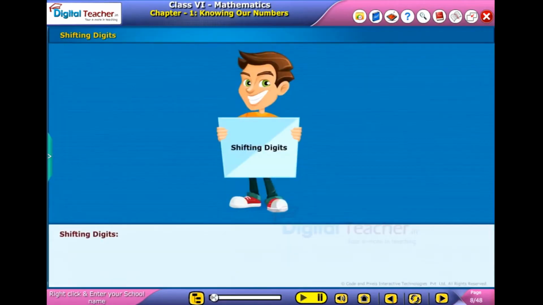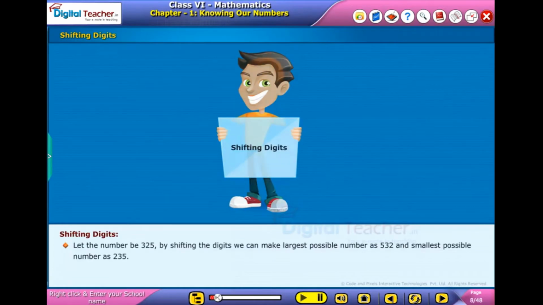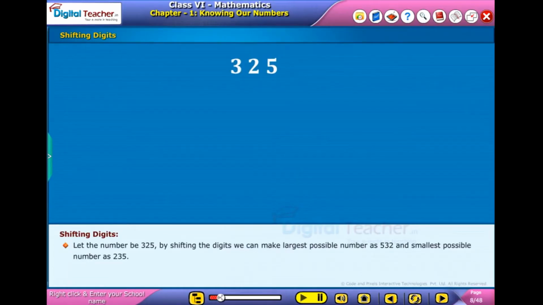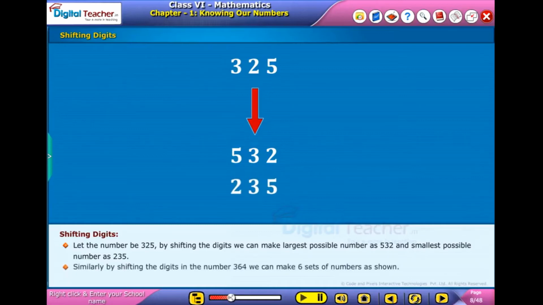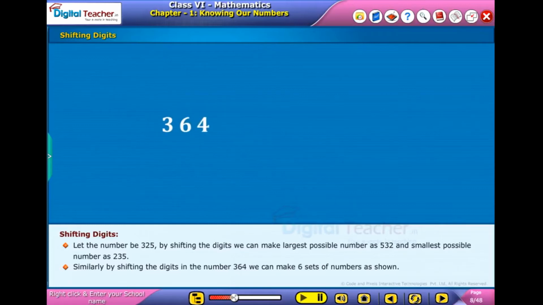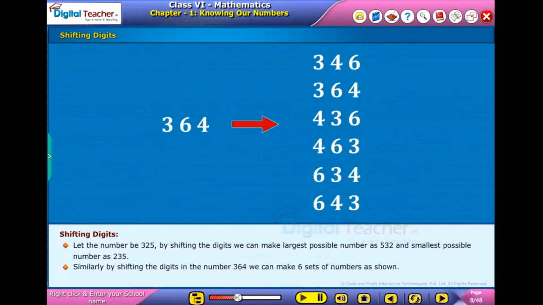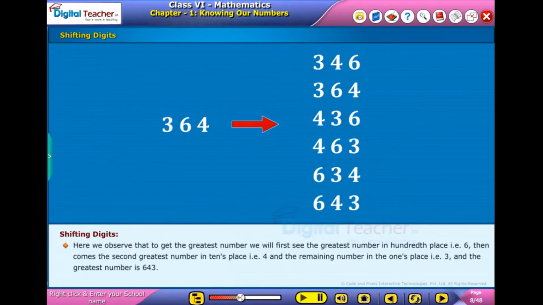Let us know about shifting the digits. Let the number be 325. By shifting the digits, we can make largest possible number as 532 and smallest possible number as 235. Similarly, by shifting the digits in the number 364, we can make 6 sets of numbers as shown. Here we observe that to get the greatest number, we will first see the greatest number in hundredth place, that is 6, then comes the second greatest number in tens place, that is 4, and the remaining number in the ones place, that is 3, and the greatest number is 643.